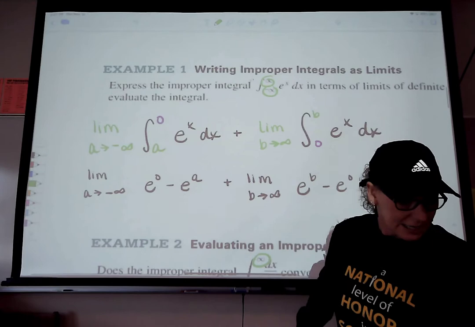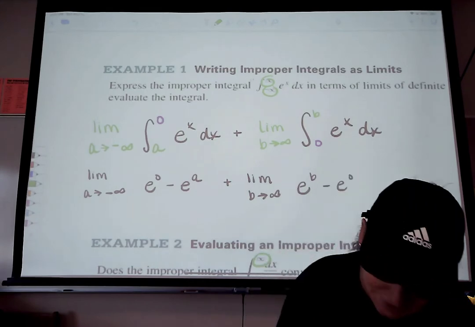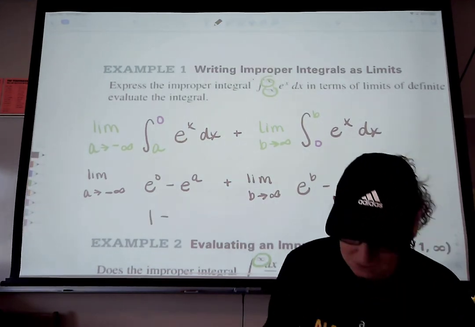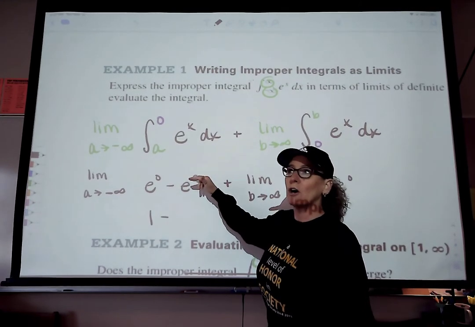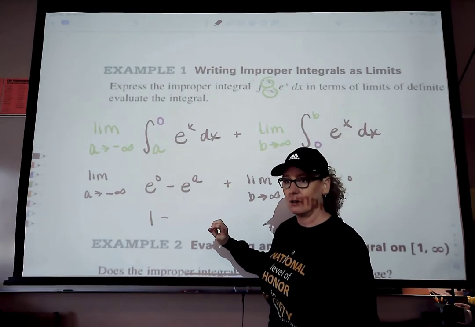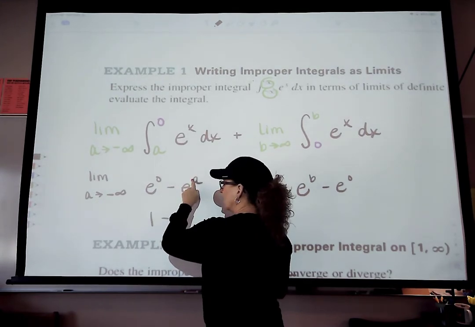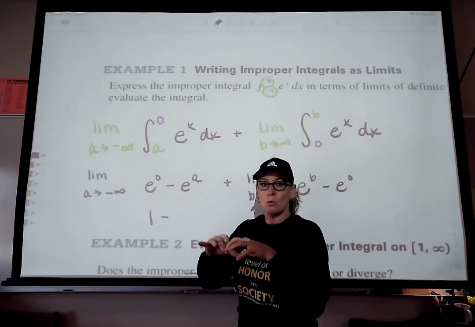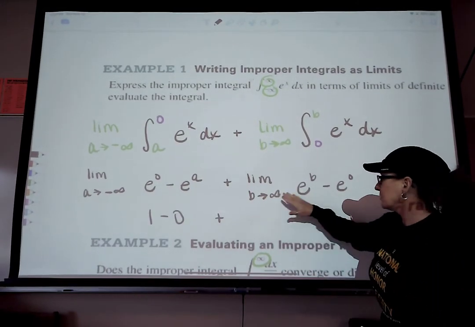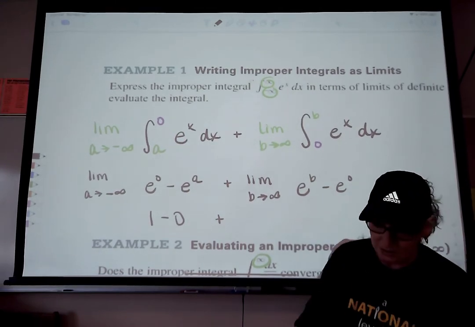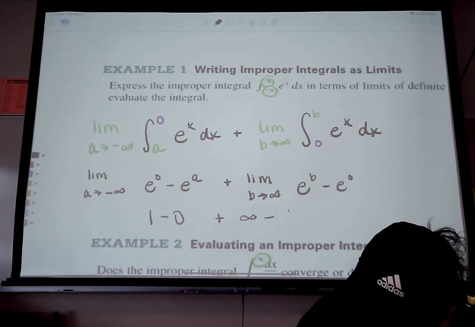All right, so here, it doesn't matter what a is. e to the 0 is just 1. Minus e to the negative infinity. Well, this is like 1 over e to the infinity power. Because my exponent is negative, my denominator is going to be huge. So 1 over huge is 0. Next one, as b goes to infinity: e to the infinity is infinity, minus e to the 0, which is 1.